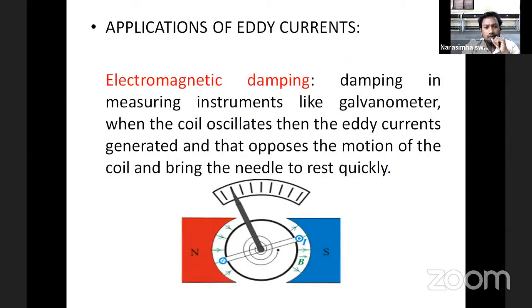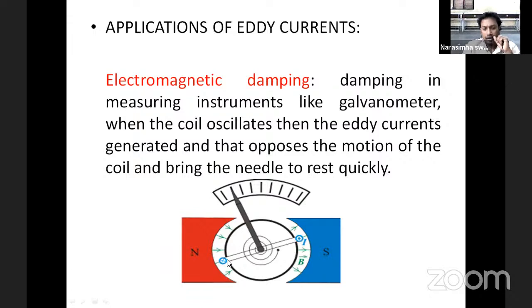One of the important applications is electromagnetic damping. I told you that damping means coming to rest within a very short interval of time. Usually we see electronic instruments like galvanometer, ammeter, voltmeter, which indicate the readings. Actually, that needle is connected with a coil. Observe this diagram. There is a coil, and a small magnet is kept over here.